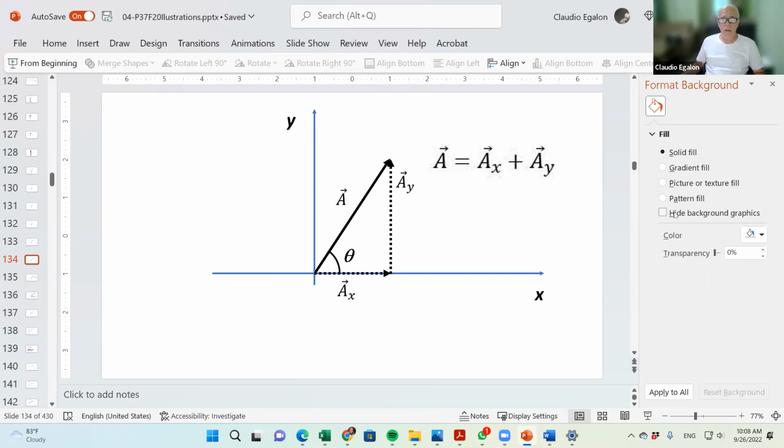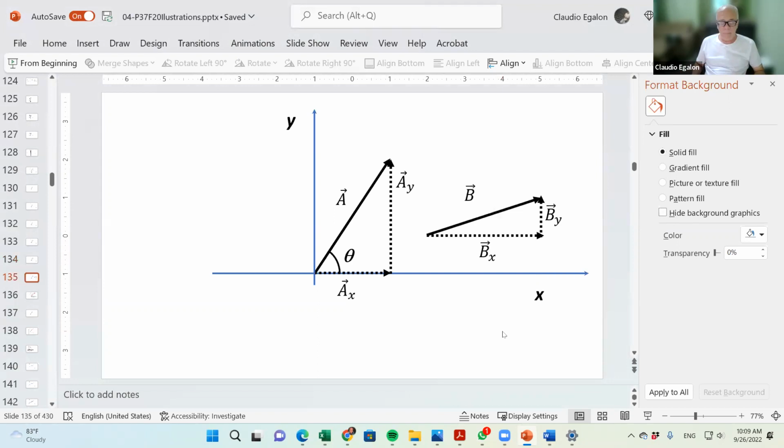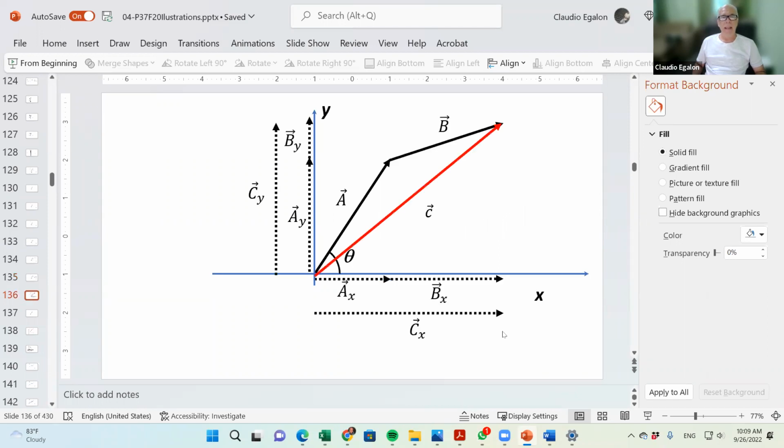That's what this thing is all about. That's what this story is all about. Okay? We can do the same for the B vector. Suppose that we have the second vector B. We can break it down in terms of the Bx and By components. And then we can also sum up those two vectors.